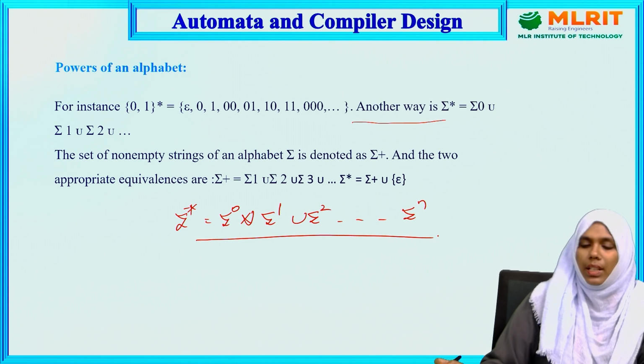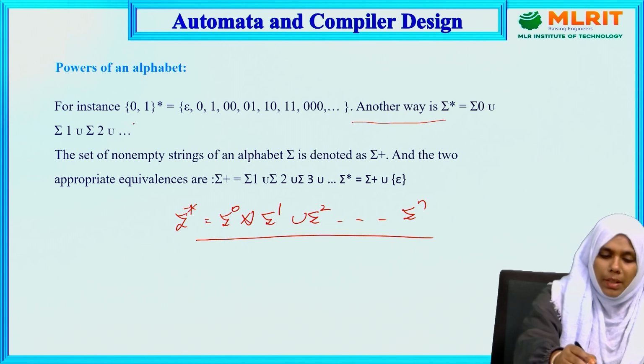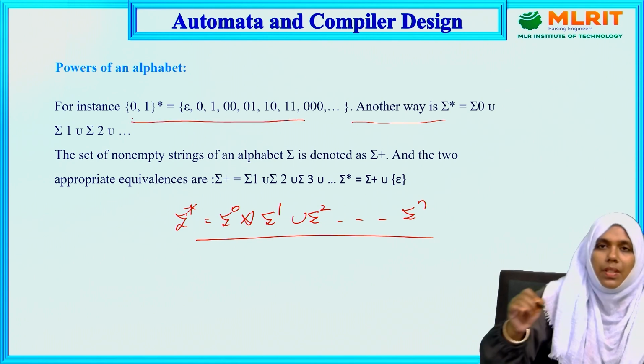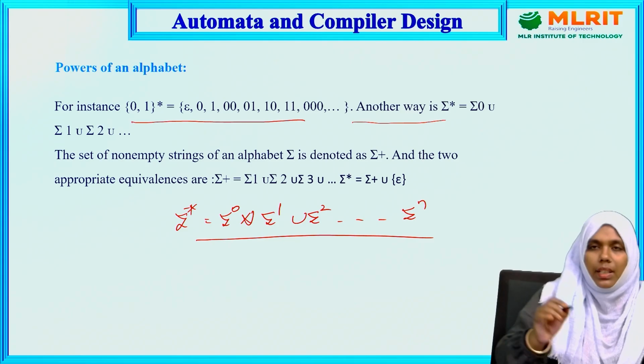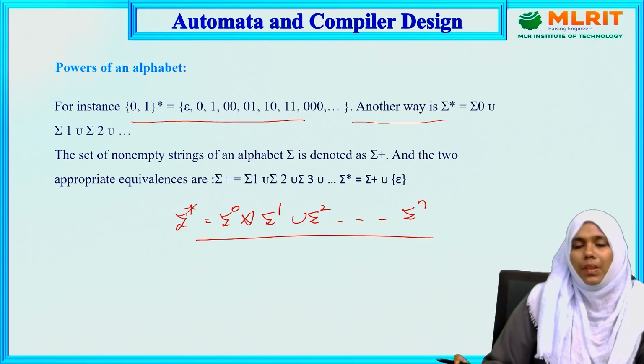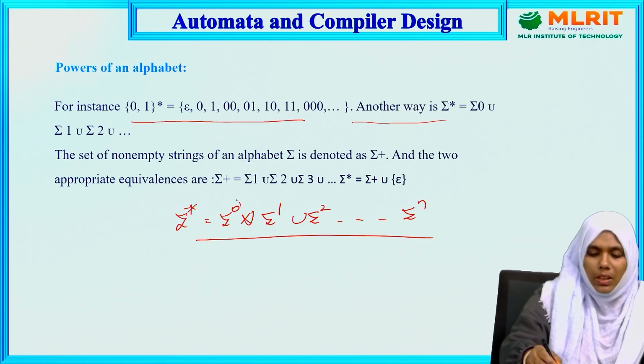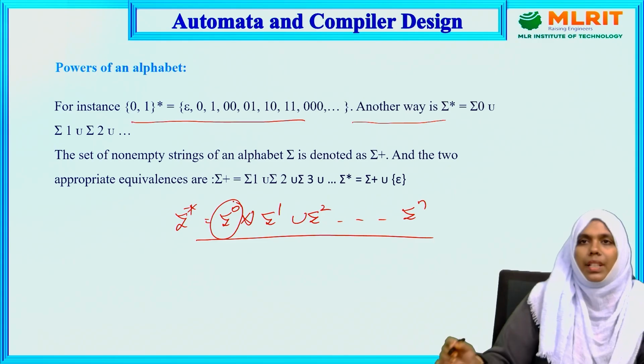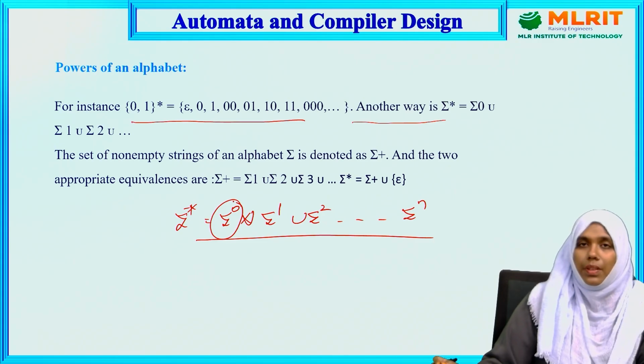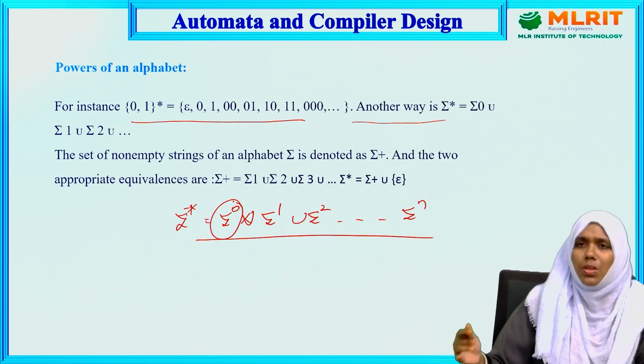If we don't know the length, how would it be written for the alphabet {0, 1}? It can be written like this: epsilon. Why do we write epsilon? Because the length can be 0 also. If it is 0, that is nothing but epsilon. Then 0, 1, 00, 01, and so on, 000, and so on.